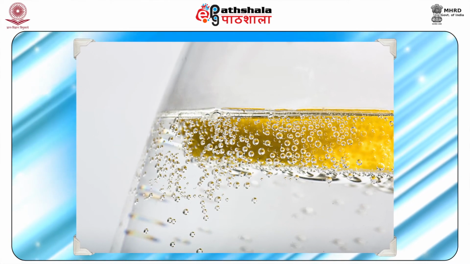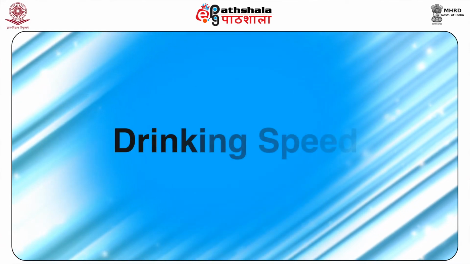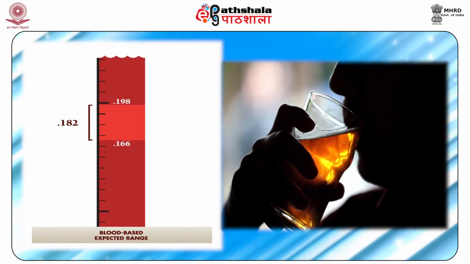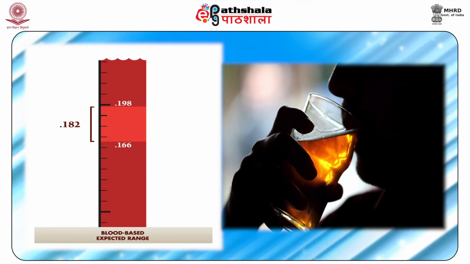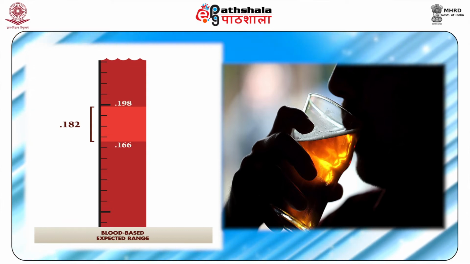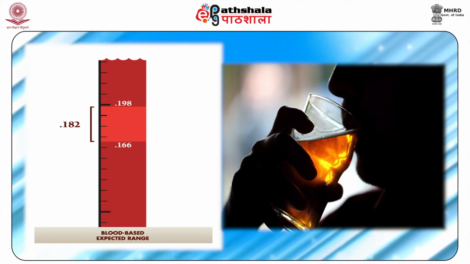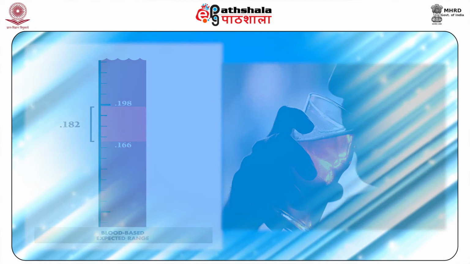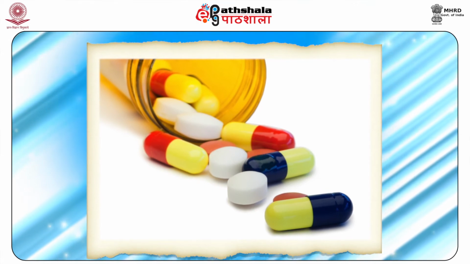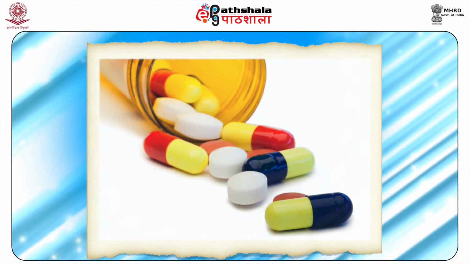Carbonated beverages tend to accelerate the rate of alcohol absorption. Next is drinking speed. The height of the blood alcohol concentration, or BAC peak, is proportional to the speed of alcohol consumption, as the liver can only metabolize alcohol at a speed of about 10 grams per hour. Next, moving on to drugs. Certain drugs, especially sedatives like sleeping pills, may enhance the effects of alcohol.